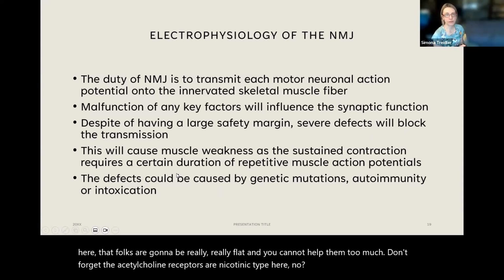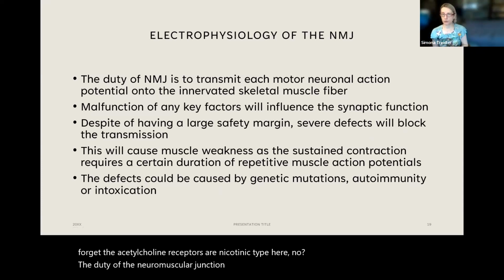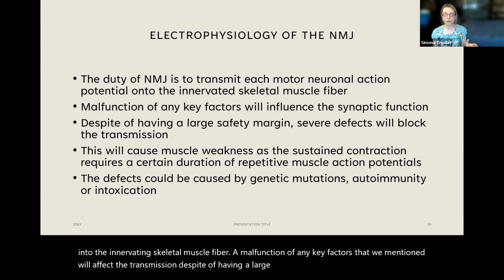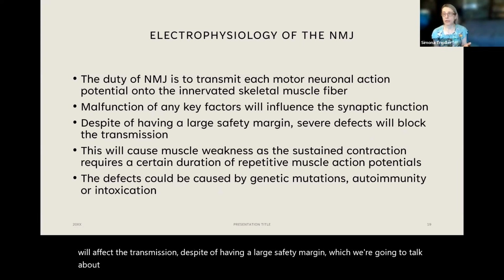The duty of the neuromuscular junction is to transmit each motor neural action potential into the innervated skeletal muscle fiber. A malfunction of any key factors that we mentioned will affect the transmission. Despite having a large safety margin, which we're going to talk about, it will block the transmission in the end, no, because that margin is going to be overcome by the continuous stimulation of the muscles.